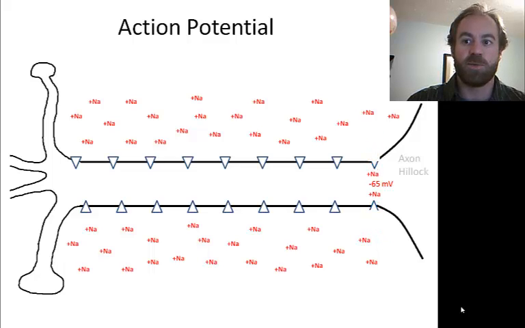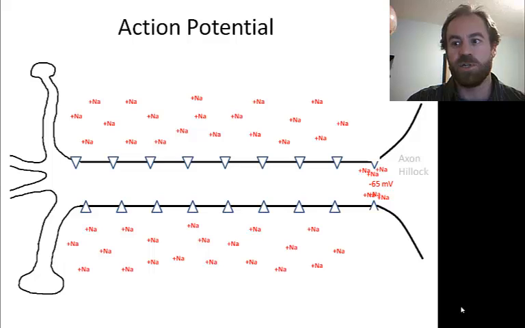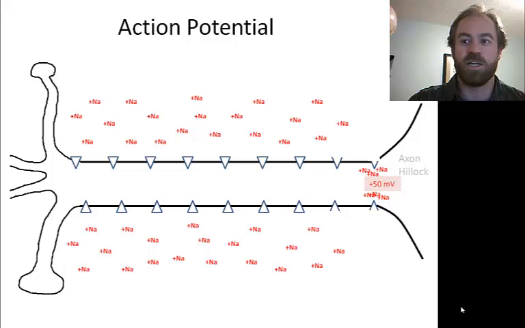Because the sodium is positively charged, and because there are so many sodium channels, the sudden influx of sodium jumps the charge inside the neuron to positive 50 millivolts. As this is occurring, the increase in voltage here triggers other voltage-gated channels further down the axon to open. This allows more sodium in at this location.